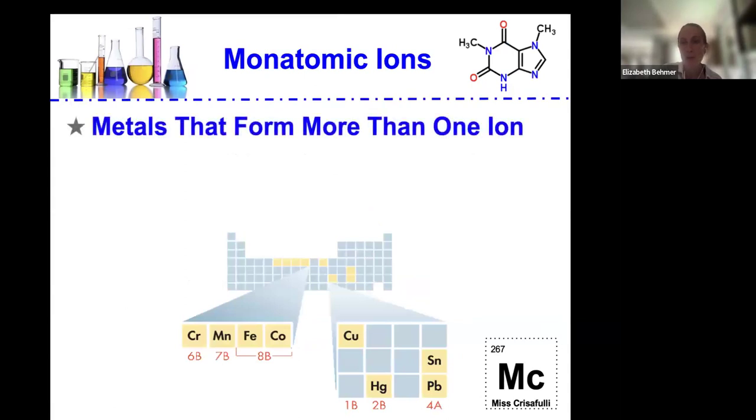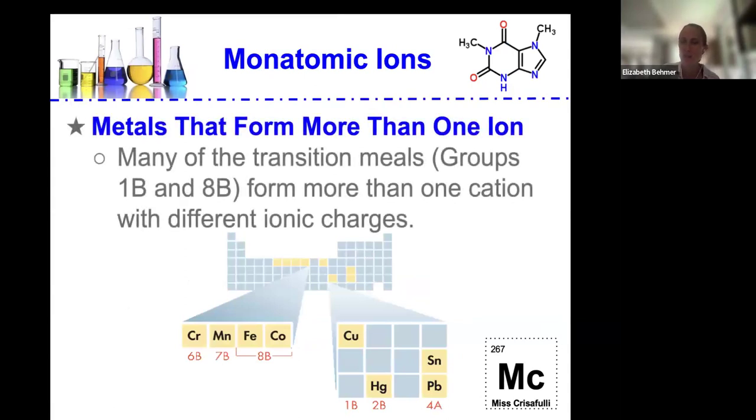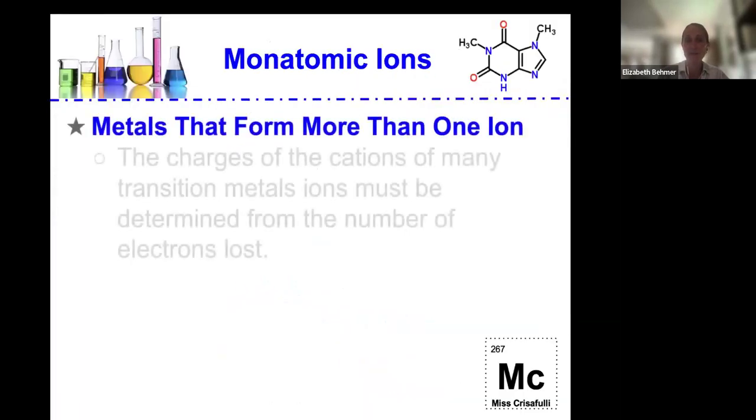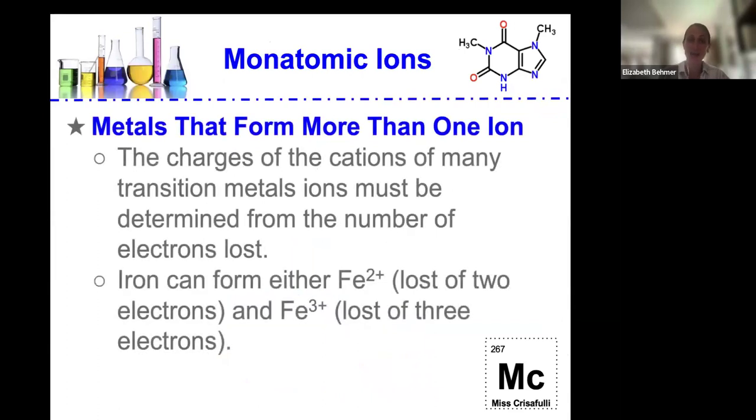Metals that form more than one ion. Many of the transition metals, which are between groups 1B and 8B, form more than one cation with different ionic charges. The charges of the cations of many transition metal ions must be determined from the number of electrons lost. So for example, iron can form either Fe2+ if it loses 2 electrons, or Fe3+ if it's lost 3 electrons.